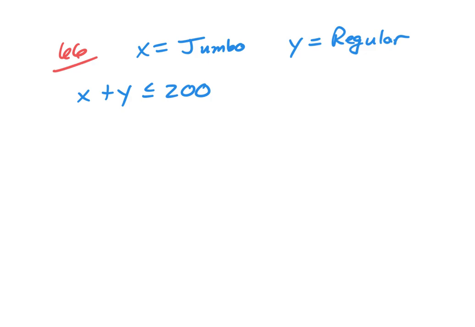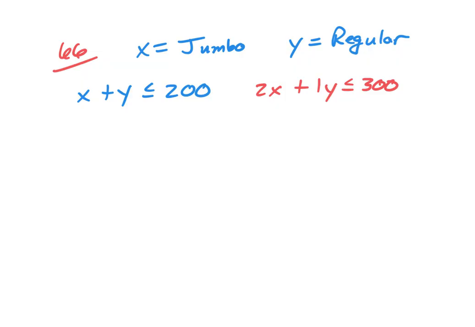But that may not maximize our profit. That may not give us the most money. We want to figure out which one makes us the most money. Okay, so there's a lot of different combinations. You could have 50 and 150, but 200 is the most that we could make. Each jumbo biscuit requires 2 ounces of flour. Each regular biscuit requires 1 ounce of flour. And we can use up to 300 ounces of flour each day.